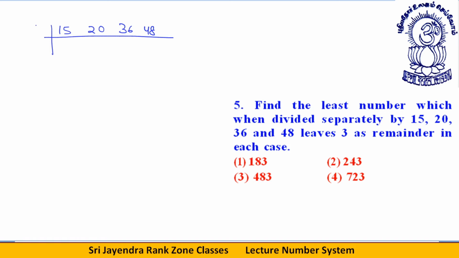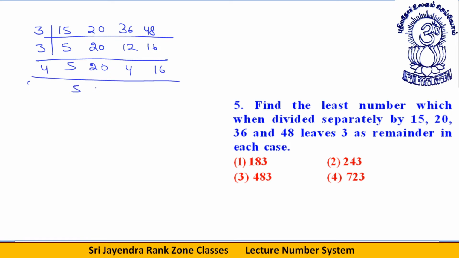See, let me divide this by 3. What you will get? 5, 20, 12, 16. Again, divide by 3 if it is divisible. 5, 20, 4, 16. Let's divide by 4 this time. What you will get? 5, 5, 1, 4. Now again let's divide by 4. You get 5, 5, 1, 1. Divide by 5, you get 1, 1, 1, 1.